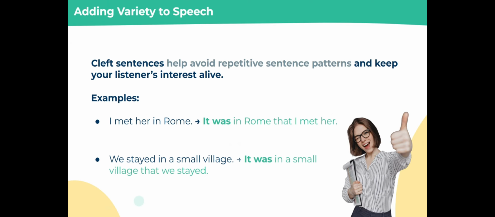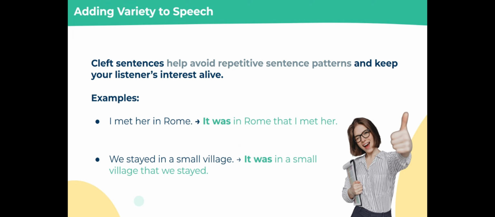The first part is a regular active sentence. I met her in Rome. The cleft: it was in Rome that I met her. Okay, there's a slight story to that. I met her in Rome. It was in Rome that I met her.